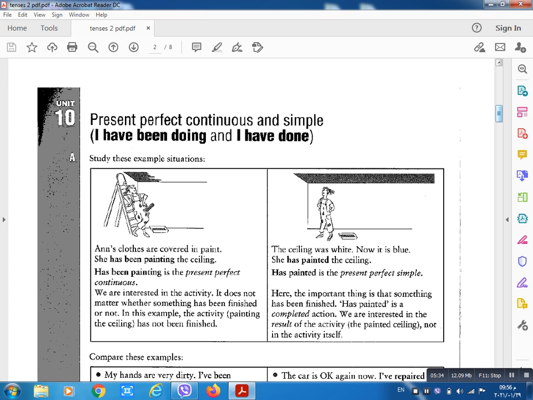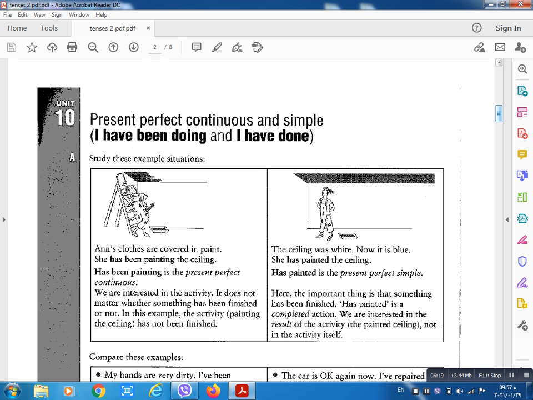For example, look at this lady in the diagram, in the example situation. Her name is Zan, and her clothes are covered in paint. She has been painting the ceiling. Look, she hasn't finished painting the ceiling yet. However, I'm using the present perfect continuous. Why? Because I am interested in the activity itself, that it has started recently. And the doer of the action could complete this action later, but I am interested in the activity.